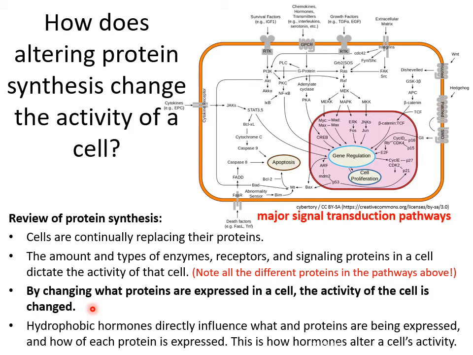If instead it stops making those receptors and the old ones are taken away because they're worn out, but they aren't replaced with new ones, next time that hormone signal comes by, the cell is not going to respond very well to it because it doesn't have many hormone receptors at all. If it has no hormone receptors, it won't respond at all. So by changing what proteins are expressed in a cell, the activity of the cell is changed.